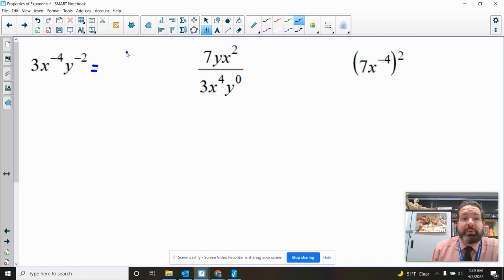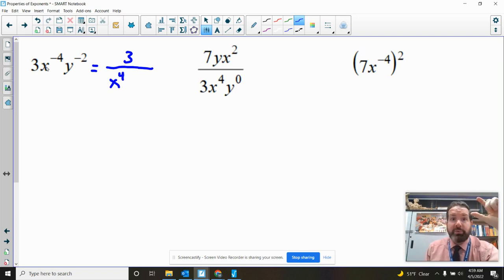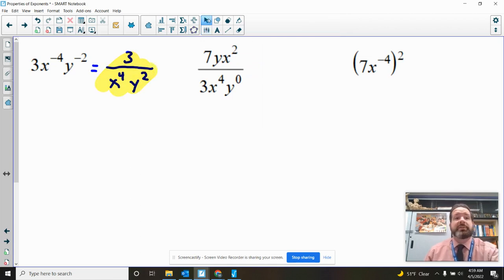So the 3 I'm going to leave where it is, but we're now going to make a fraction. X to the negative 4th is just x to the 4th flipped upside down. So when you move that to the bottom of a fraction, the sign of the exponent should change to a positive value. Do a similar thing now with the y. Y to the negative 2nd up top gets flipped upside down, becomes y to the positive 2nd down below. I know I'm finished because I've got x's in one spot, y's in one spot, all my exponents are positive. We're in good shape.